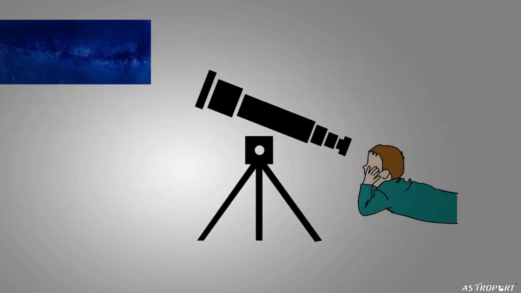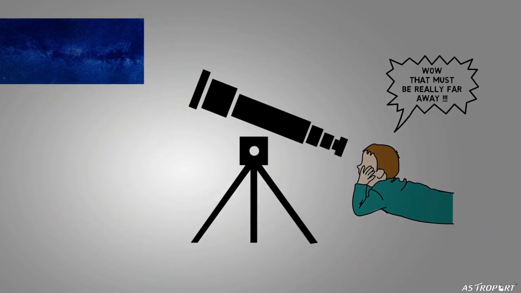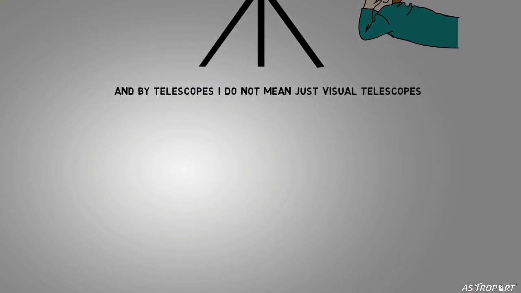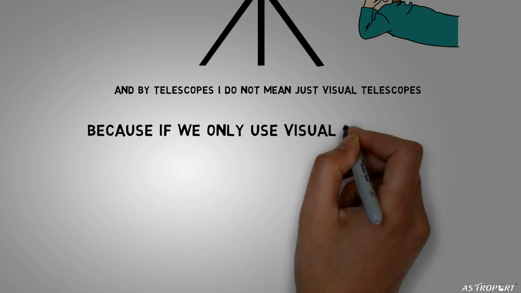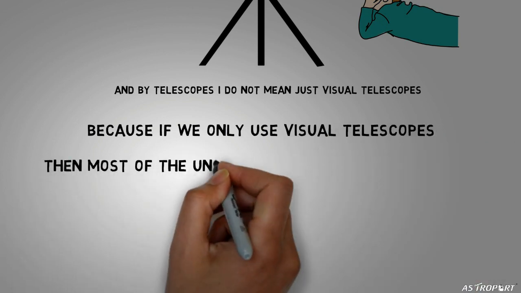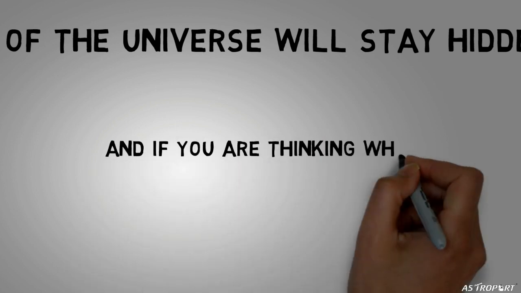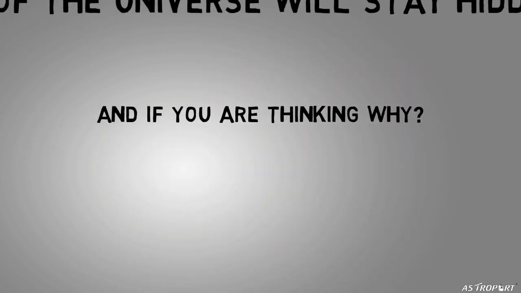And when I say telescopes, the first thing which may come into your mind is mostly the visual telescope, using which we can see visually. But if we only use visual telescopes, then most of the universe will stay hidden from us. And you may ask, why is that so? And we are going to answer just that.